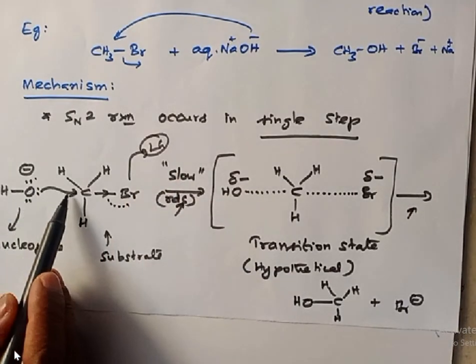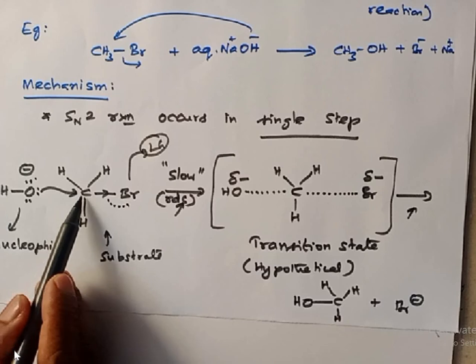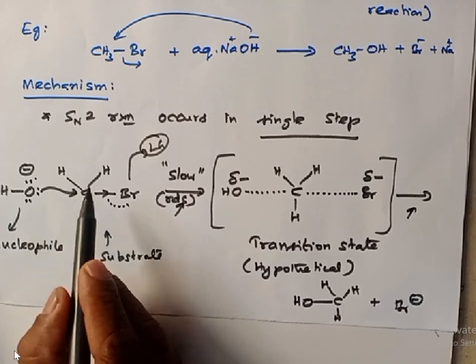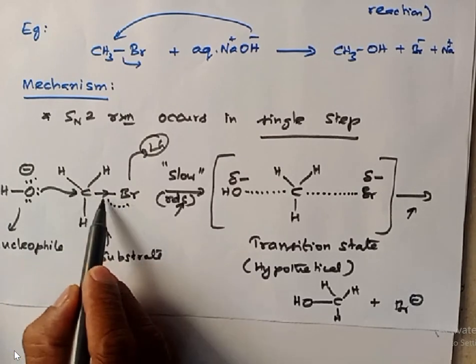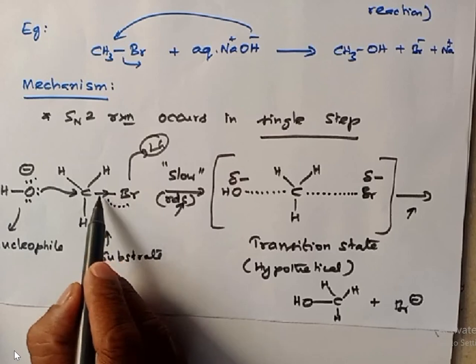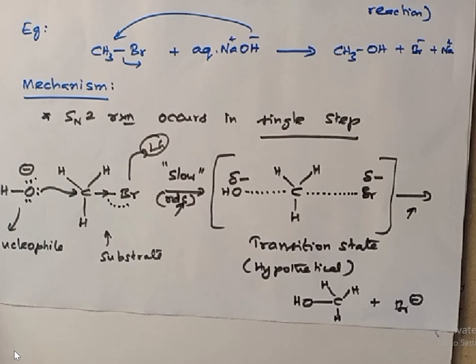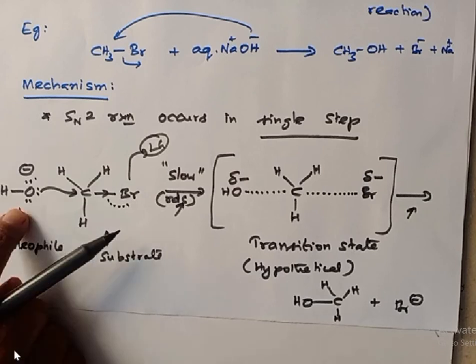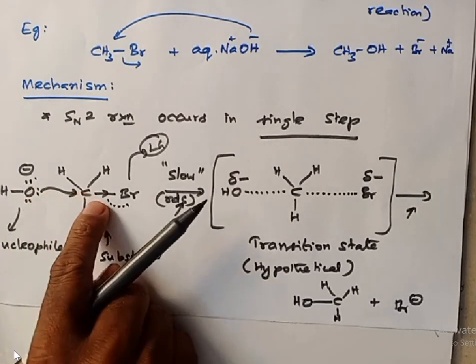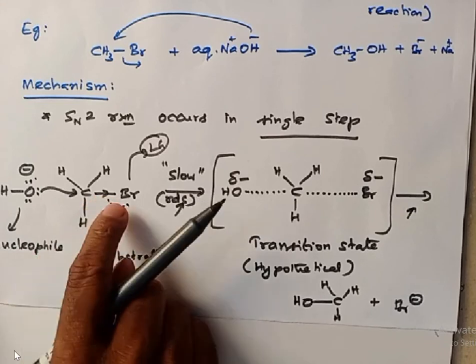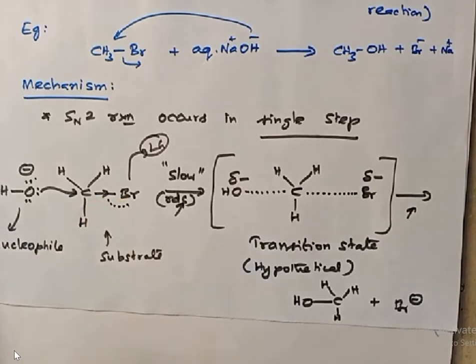Nucleophile attacking the substrate carbon from the back side of the C-Br bond. See this? Note this carefully. The C-Br bond is here, but the nucleophile is attacking from the back side. So SN2 means backside attack. Keep this in mind. SN2 means backside attack. The nucleophile attacks from the backside of the C-Br bond, or the bond connecting the leaving group. Right? So this is the mechanism.